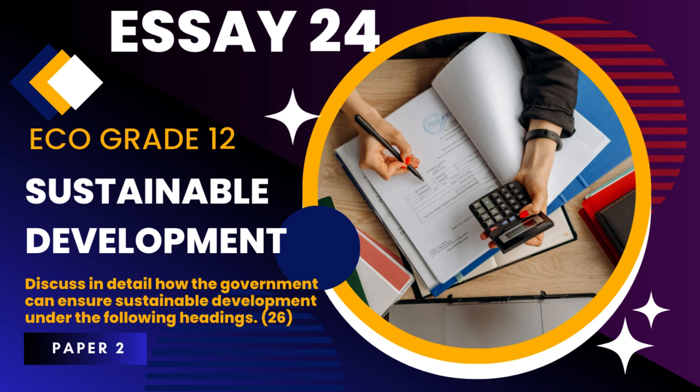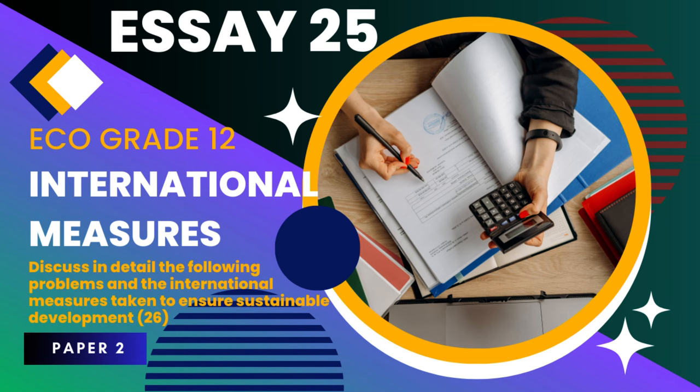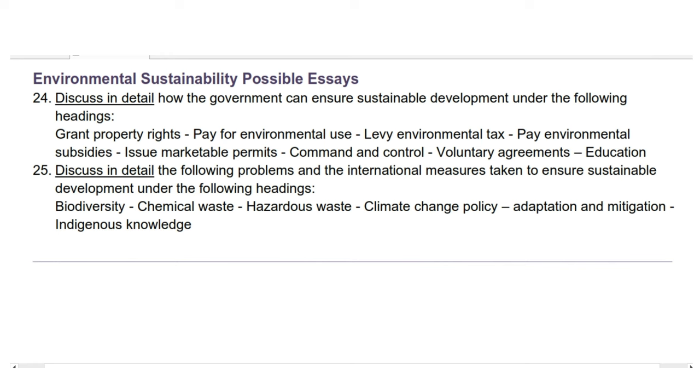Essay number 24. Discuss in detail how the government can ensure sustainable development under the following headings: grant property rights, pay for environmental use, levy environmental tax, pay environmental subsidies, issue marketable permits, command and control, voluntary agreements, education. Essay number 25. Discuss in detail the following problems and the international measures taken to ensure sustainable development under the following headings: biodiversity, chemical waste, hazardous waste, climate change policy, adaptation and mitigation, indigenous knowledge.